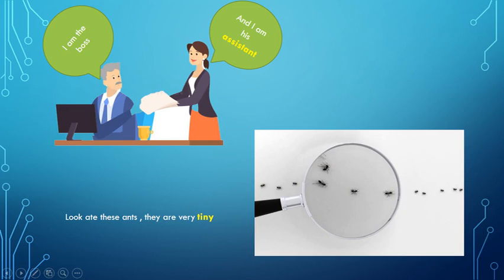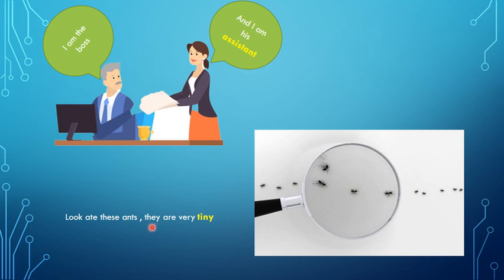Now let's go to these words one by one. Look here at this photo. This is the boss. I am the boss and I am his assistant. So this is the assistant of the boss. Assistant.